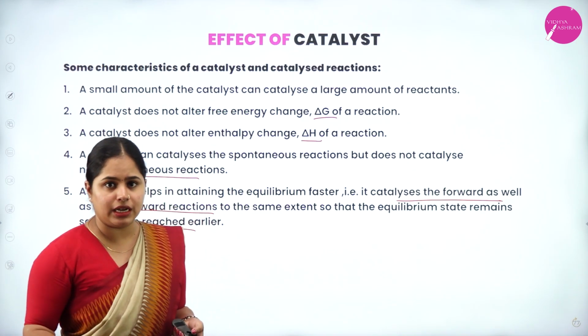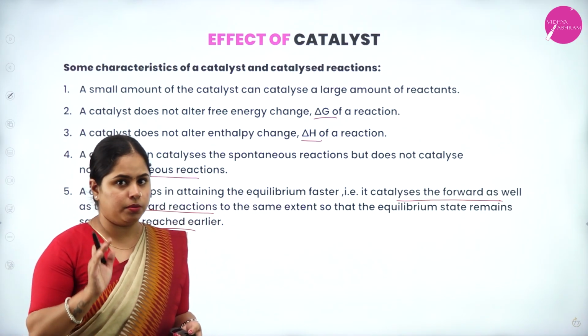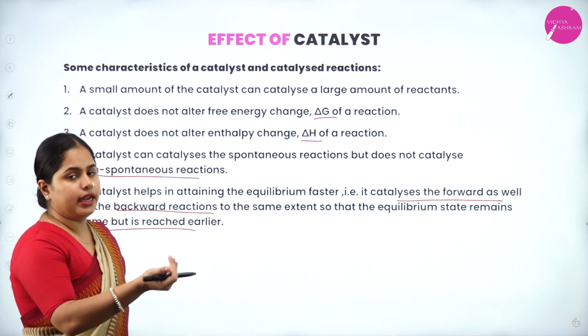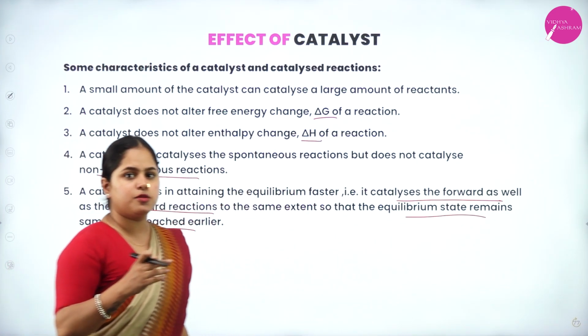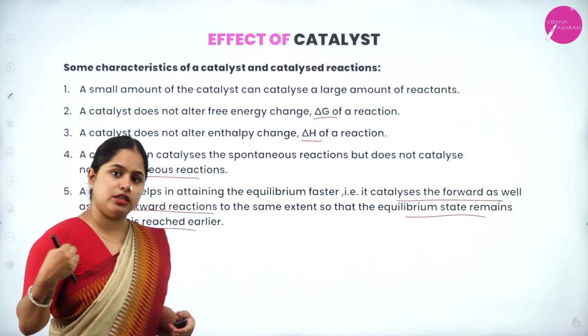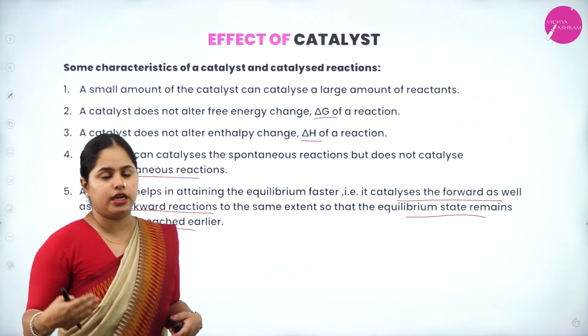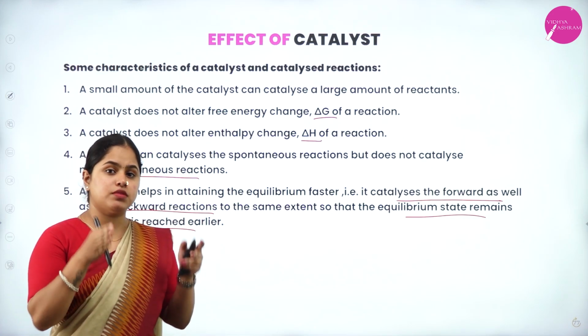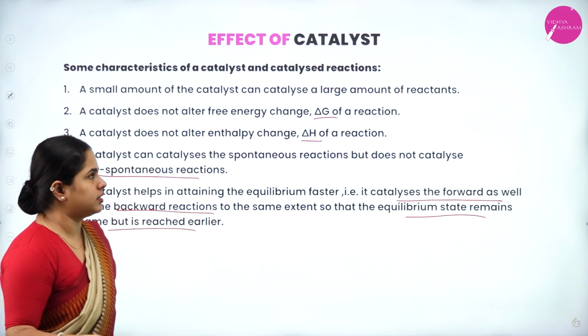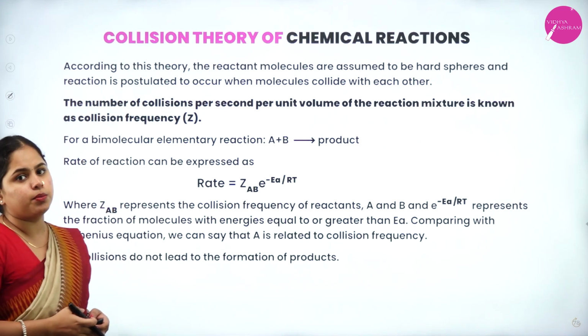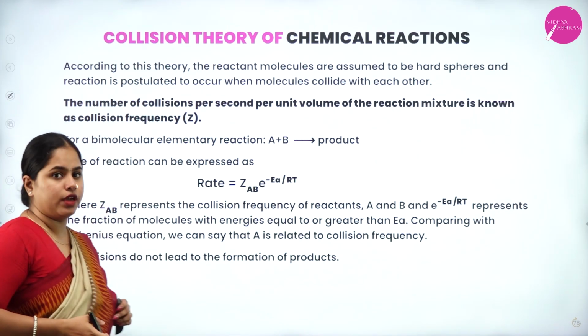By the addition of a catalyst, the equilibrium position will not be changed. That is, the equilibrium will be attained faster, but the equilibrium state will remain as it is, right? That is because a catalyst will increase the rate of the forward reaction as well as the backward reaction to the same extent. So the equilibrium state will remain as it is, but the time in which the equilibrium will be attained will be faster, right?